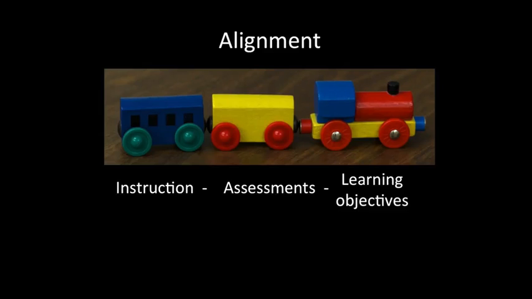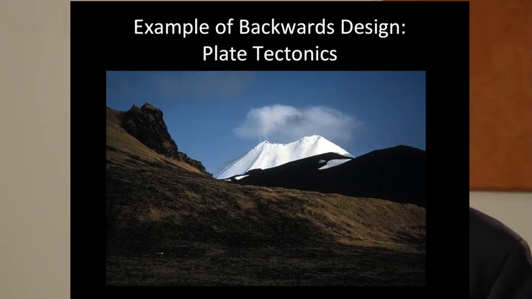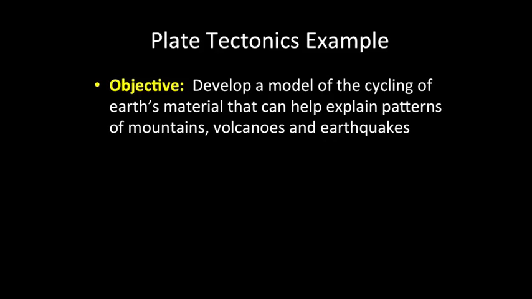Alignment is the process of making sure that your learning objectives, your assessments, and your instruction all line up with each other. Let's say you're designing a unit in earth science on plate tectonics. The first thing I've got to do is define a learning goal, something I want students to know and be able to do. What's really important to me is that students don't just think of science as a body of knowledge, but as a way of knowing, a process of knowledge development. So my goal might be to develop a model of the cycling of Earth material in the interior of the Earth that can help explain patterns of mountains, volcanoes, and earthquakes.